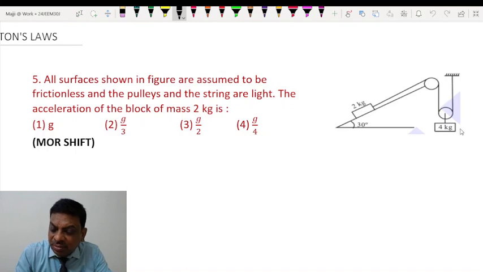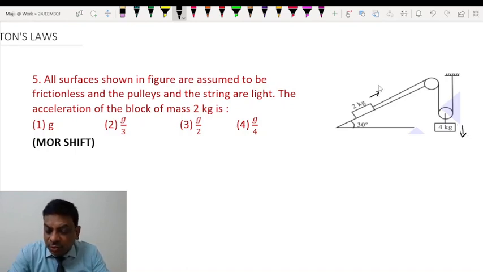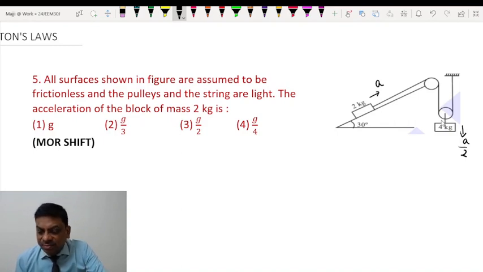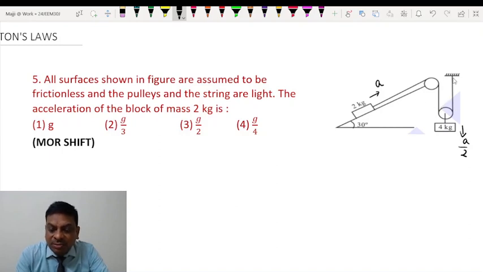Certainly the heavier block will come down and this one will go up. If we take the acceleration as A, here the acceleration must be A by 2, by a simple constraint relation. For example, suppose this pulley comes down by 1 meter. Here there is an increase of 1 meter of length and here also an increase of 1 meter, so the total increase in length is 2 meters. Anyway, here it is fixed, so that length should come from this side, so it has to travel up the incline a distance of 2 meters.